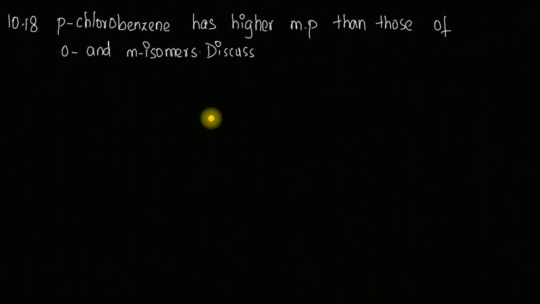Next is question number 10.18. It reads, para-chlorobenzene has higher melting point than those of ortho and meta-isomers. Discuss. So here, before we jump into solving this question, we need to know the structure of para-chlorobenzene, ortho and meta-chlorobenzene. So let's draw the structure.